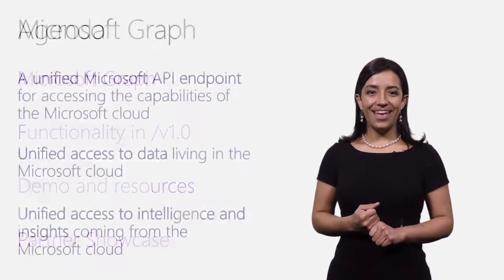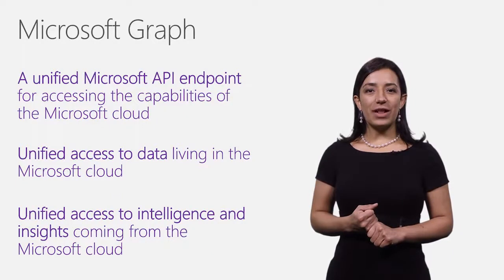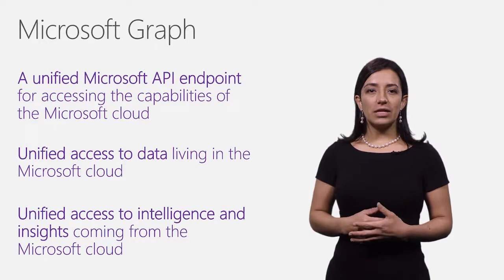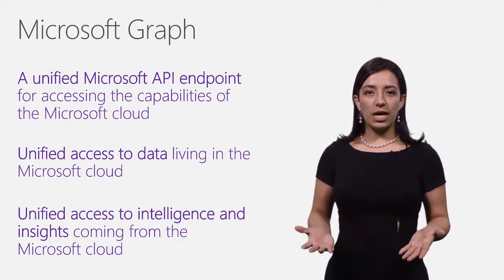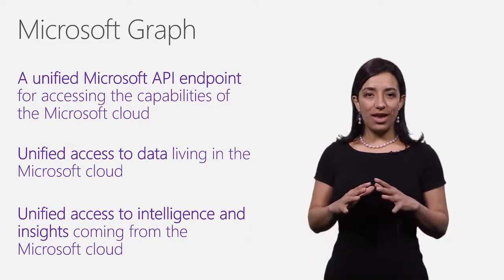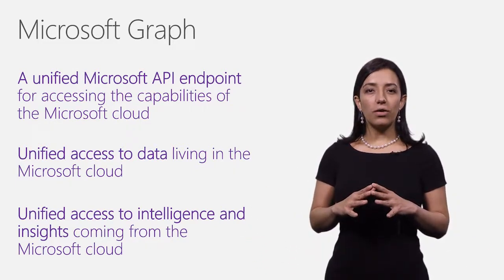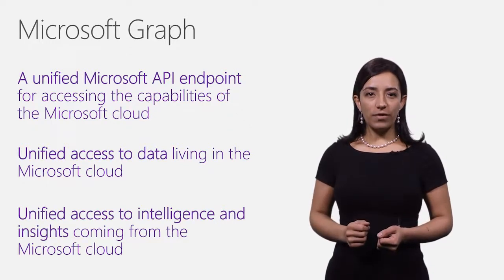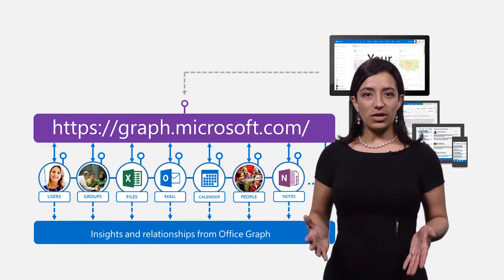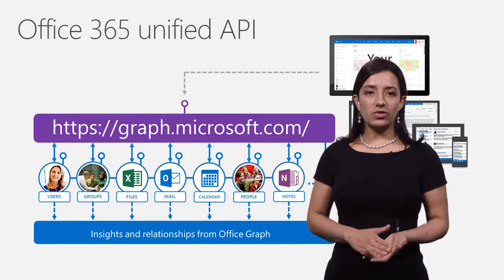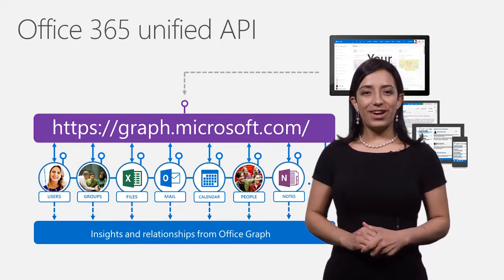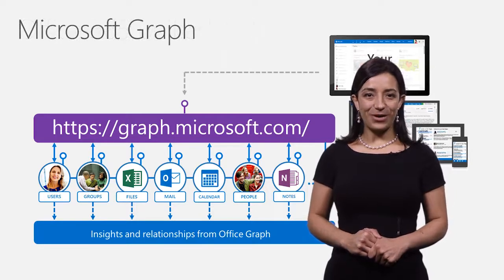The Microsoft Graph offers developers a unified API endpoint for accessing data and intelligence and insights coming from the Microsoft Cloud. In other words, it exposes intelligent insights that Microsoft builds in the cloud by bringing together smart machine learning algorithms with a wealth of data and user behavior, all of it under a single API endpoint. The Microsoft Graph was introduced earlier this year under the preview name Office 365 Unified API. Today, the Office 365 Unified API is getting a new name, Microsoft Graph.